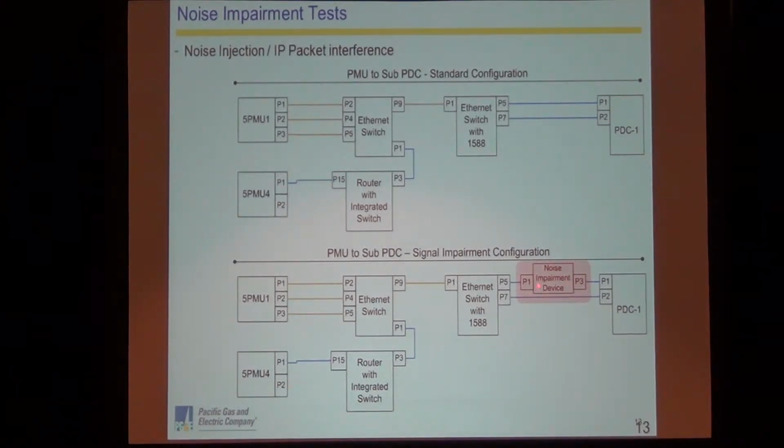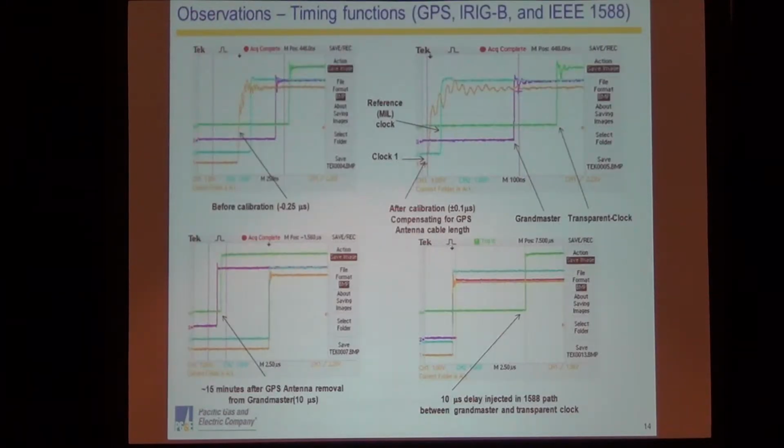Noise impairment device to look at injecting delays and seeing, okay, can this 1588 handle the delays in the transmission of the packets, how long it can, and looking at various cases. These are some samples looking at 4 different clocks before calibration and after calibration. Here, for example, yellow is the reference before calibration, blue is our reference that's used for calibration.